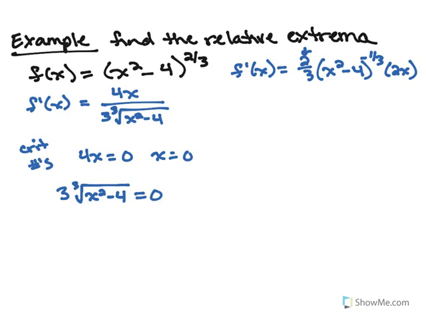Okay, well I can divide both sides by 3, and 0 divided by 3 is just 0, right? So I can get rid of the 3 out front, and we have the cube root of x squared minus 4 equals 0. Well, I can get rid of the cube root by cubing both sides, and 0 cubed is still 0. So I have x squared minus 4 equals 0. So x equals what? 2. Not just 2, plus or minus 2.